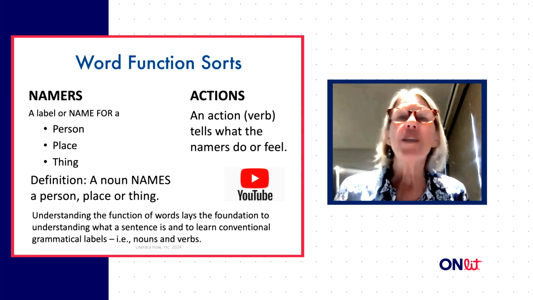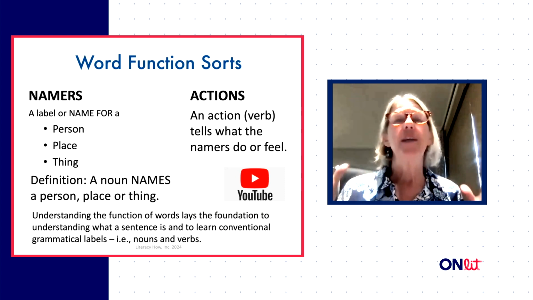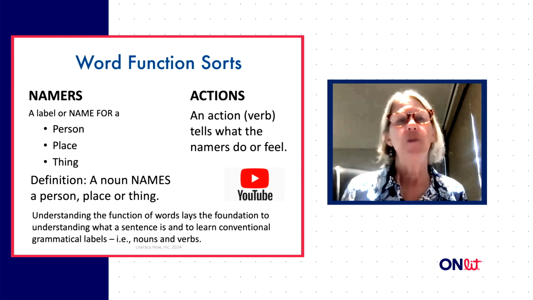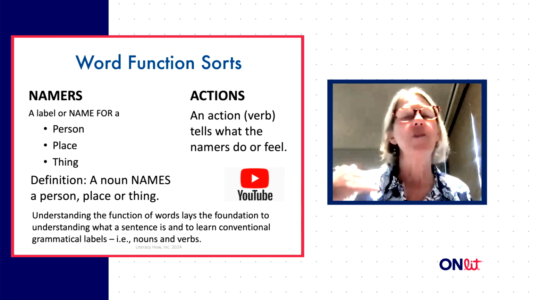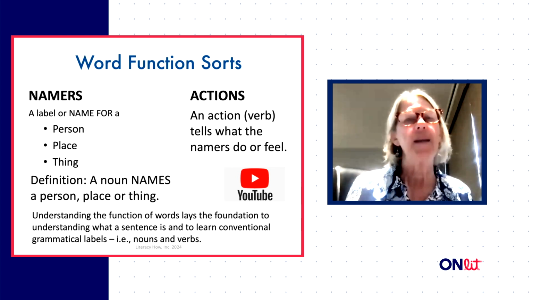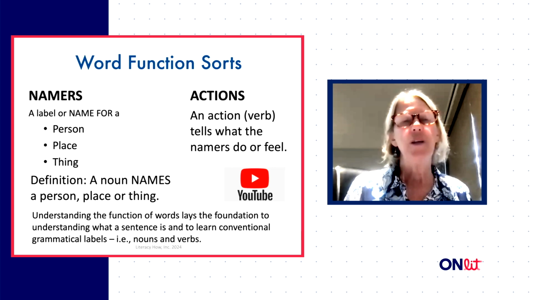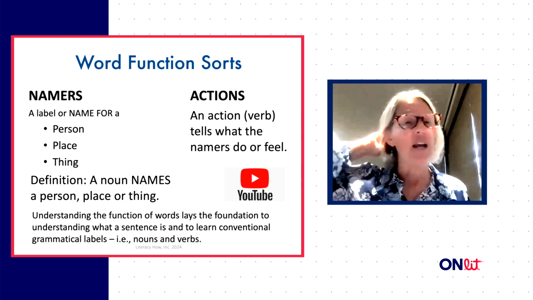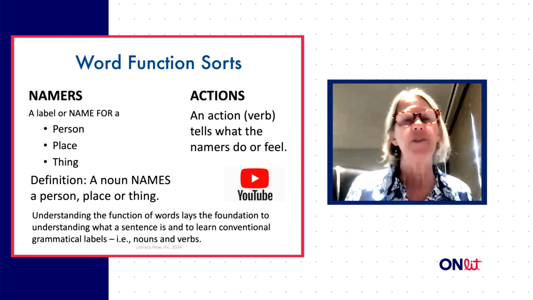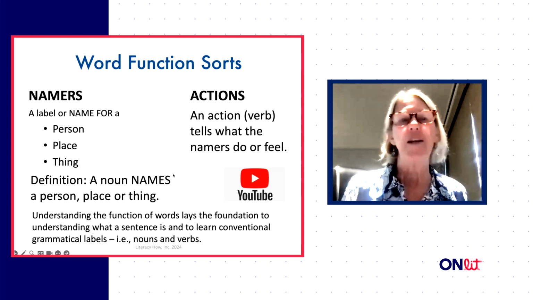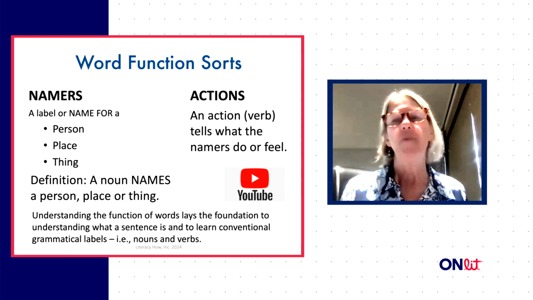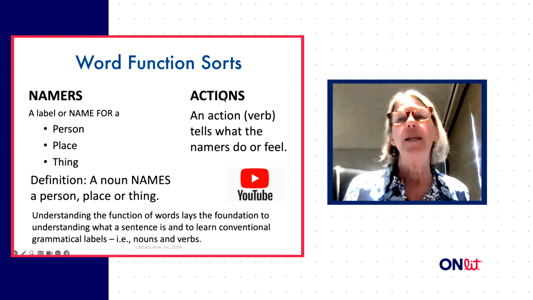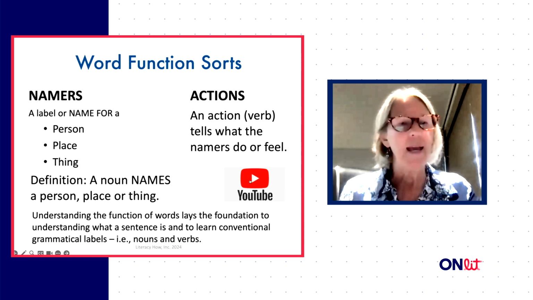Now, one of the first activities we would do with little kids to make sure they can distinguish between a namer, right, and an action is to label, or name, or to understand that a namer names a person, place, or thing. So you can actually have them say that definition. Lots of kids say to you, a noun is a person, place, or thing, but they're missing the word names. So we want to make sure if you're asking them to define a noun, say a noun names it, right? And what does a verb do? It tells action. It tells what the namers do or feel. And I'm going to show a video now.